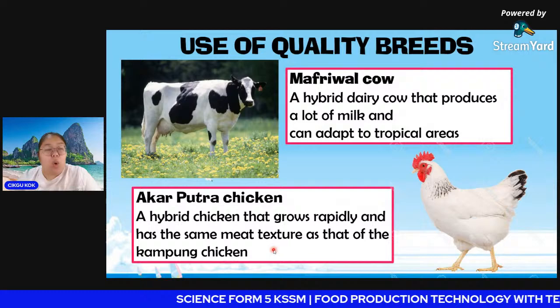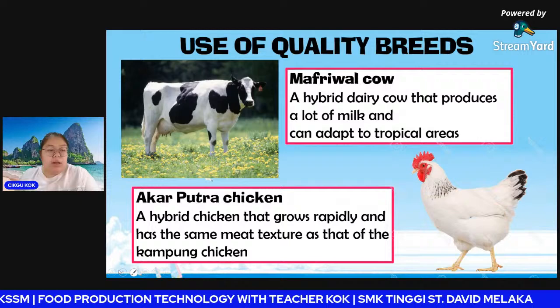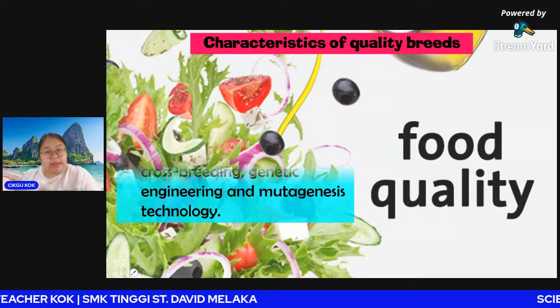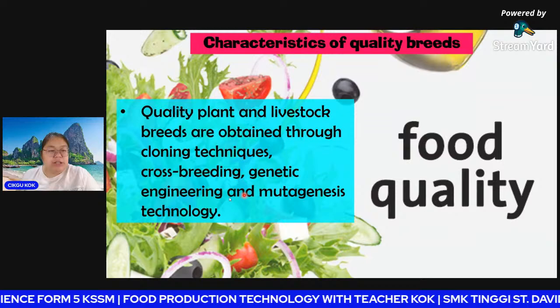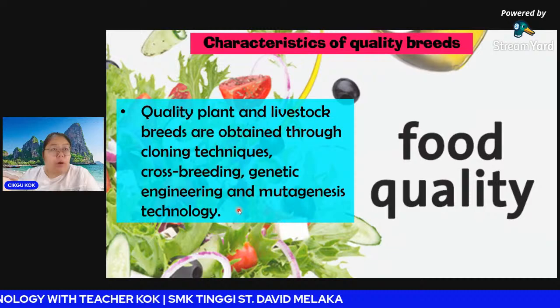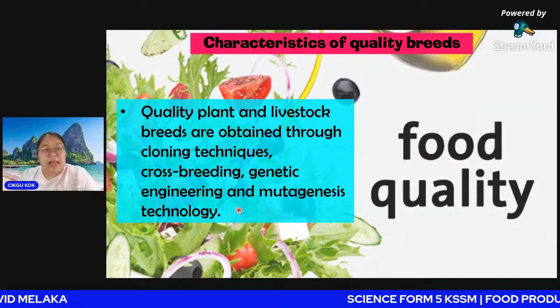So in the first round, they use the quality breed. Okay, number two, the characteristics of the quality breeds. We're going to see what the characteristics are. The quality plants and livestock breeds are obtained through the cloning technique. That means crossbreeding, genetic engineering, and also mutagenesis technology. They want to clone. From the first one, the original, they clone another one, so the parents produce a son or daughter that is almost the same as the parents.